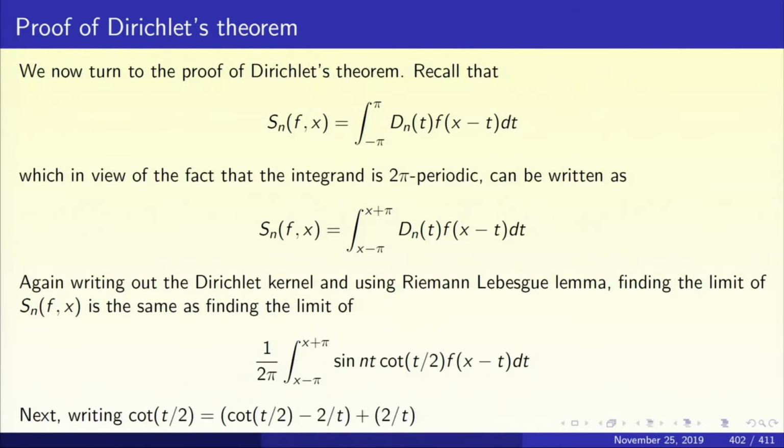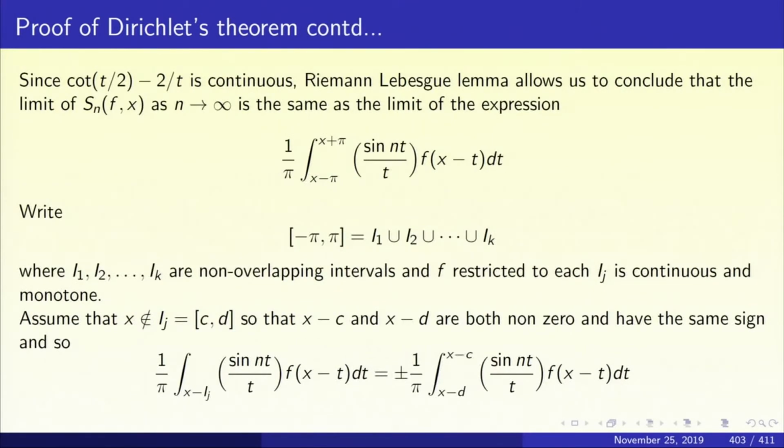So what will we be left with? 1 upon 2 pi integral from x minus pi to x plus pi of sin nt into 2 upon t into f(x minus t) dt. The 2 cancels out, you get 1 upon pi. So all we are left with is S_n f(x). When you want to understand the limit of S_n f(x), that limit is the same as the limit of the expression 1 upon pi integral from x minus pi to x plus pi of (sin nt)/t f(x minus t) dt.